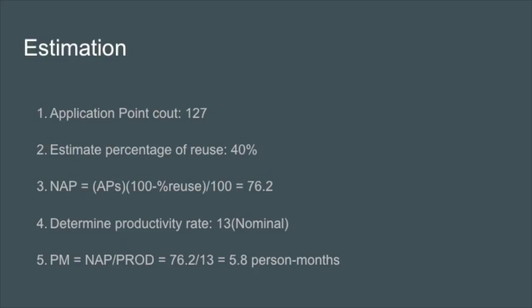Using the application points we just found and estimating the percentage of reuse in our work to be about 40%, we finally chose the productivity rate at nominal because of the capabilities and experiences of our team compared to the new information we'll have to learn. We finally come out to 5.8 person months, which is based on roughly a 40-hour-a-week schedule.